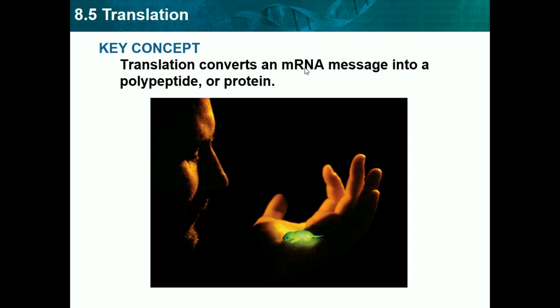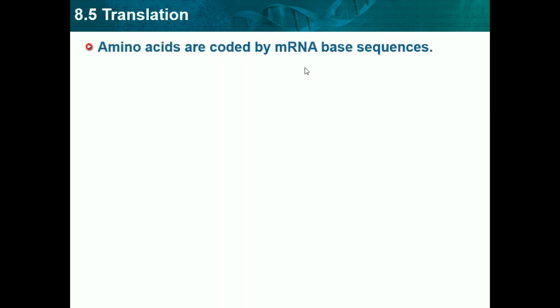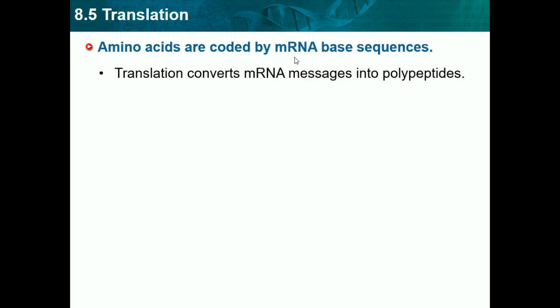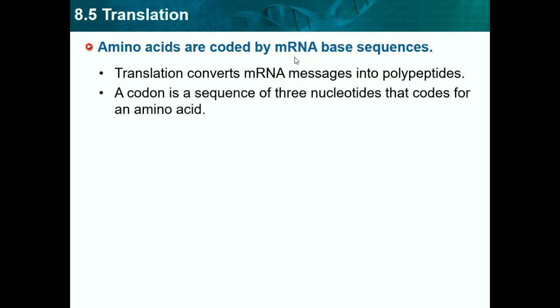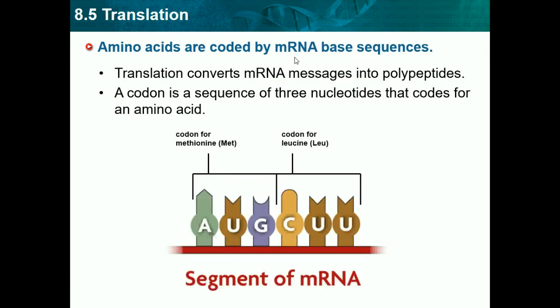So our key concept is translation converts an mRNA message into a polypeptide or protein. Amino acids are coded by mRNA-based sequences. So amino acids help us form proteins, and we get those by the codes in mRNA. So translation converts mRNA messages into polypeptides, and a codon is a sequence of 3 nucleotides that codes for an amino acid. So here we have our segment of mRNA.